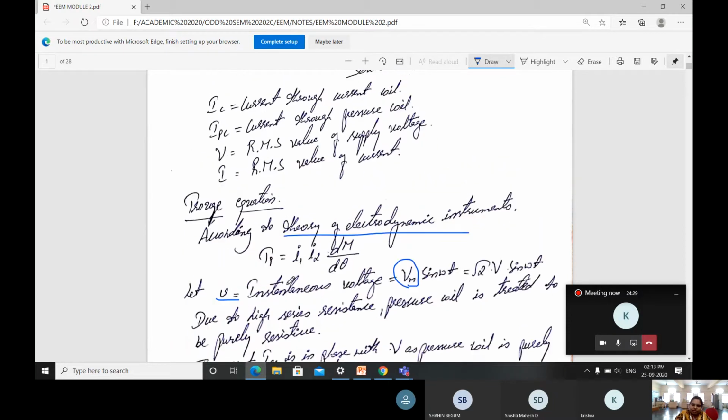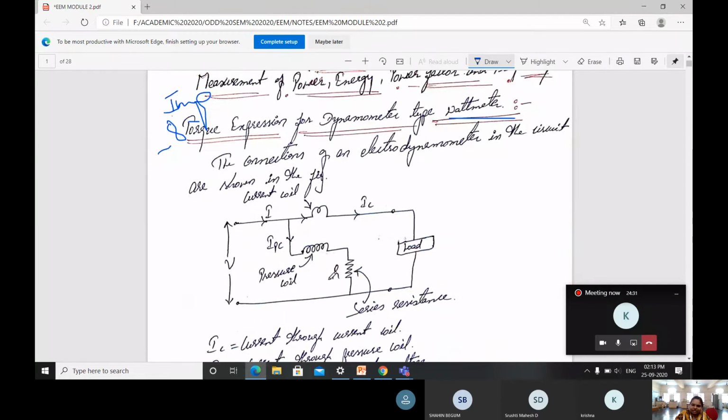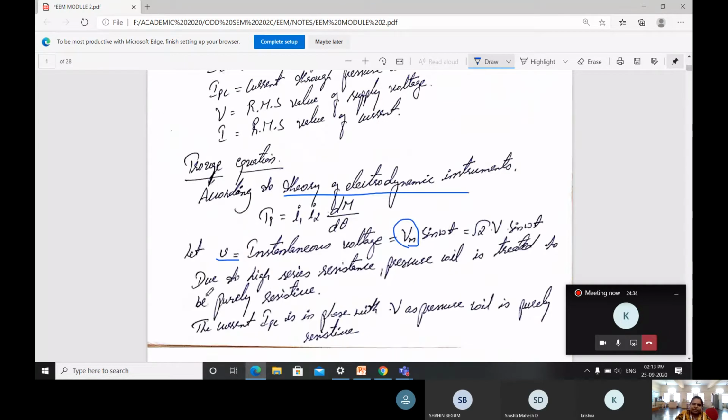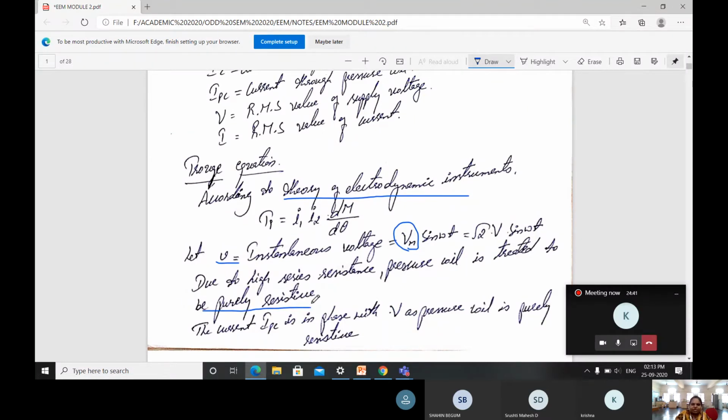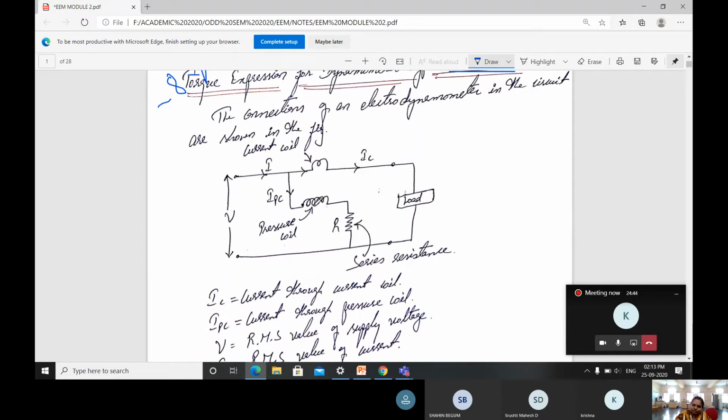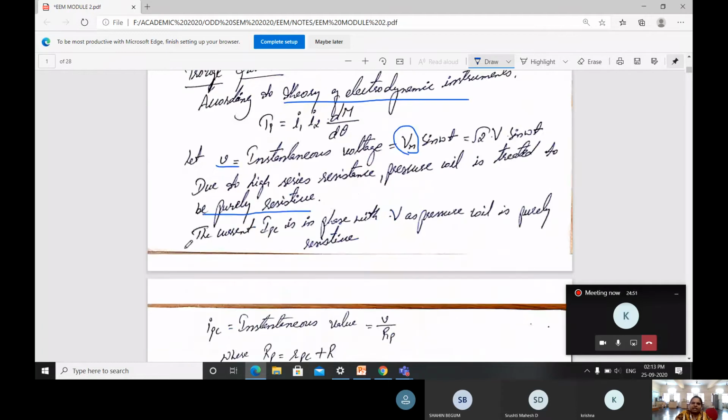Observe one point: the resistance connected is of a high value. Due to the high series resistance, the pressure coil is treated as purely resistive. Even though it is an inductive pressure coil, because of the high resistance value, it is considered as resistance only. Then the current IPC is in phase with V, as the pressure coil is purely resistive.